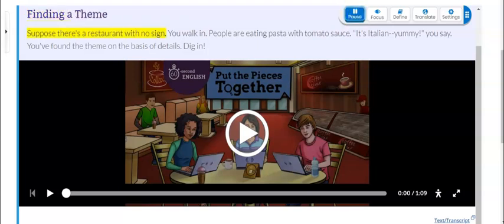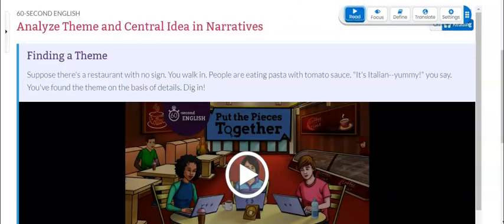Finding a theme. Suppose there's a restaurant with no sign. You walk in. People are eating pasta with tomato sauce. It's Italian, yummy, you say. You found the theme on the basis of details. Dig in.